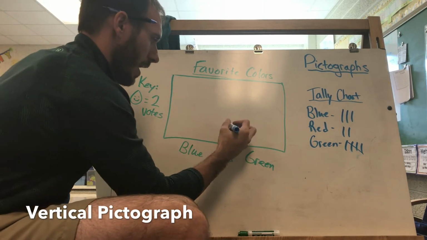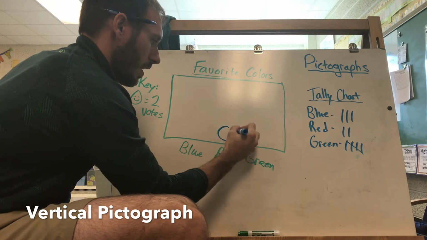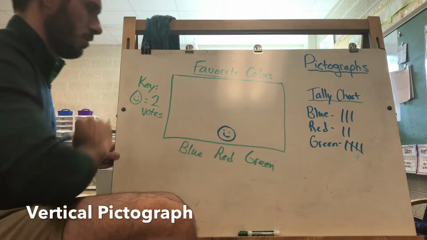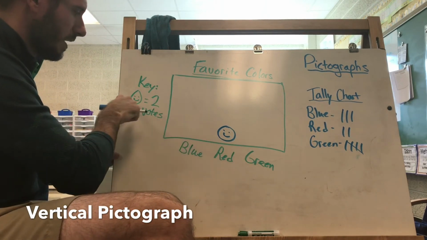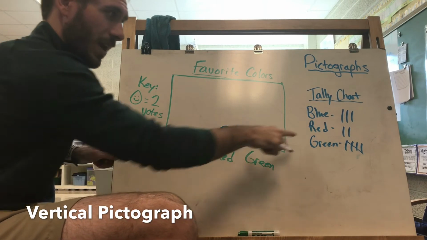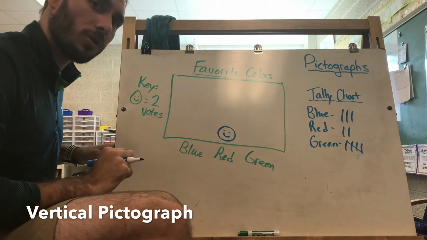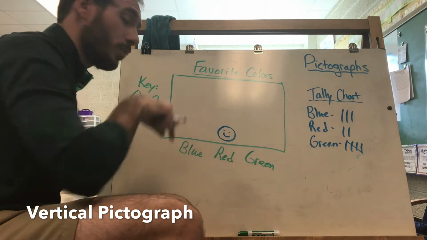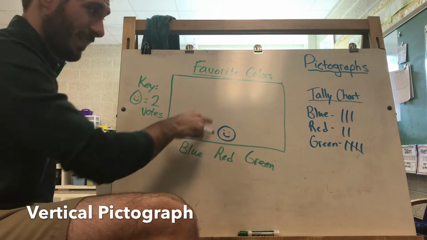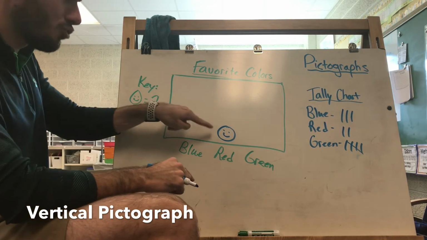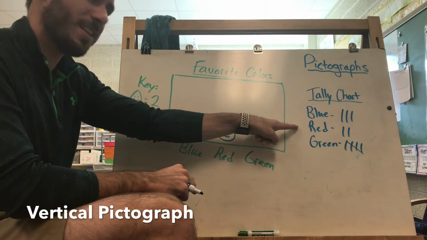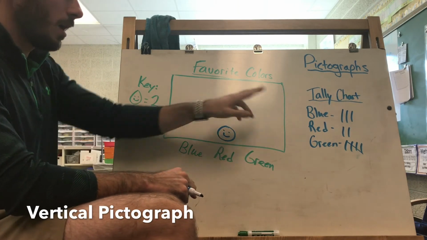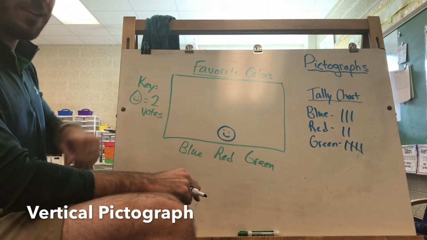Going up, I know that I have 1 picture. 1 picture tells me every smiley face is 2 votes. I have 2 votes. I only need 1 picture. Okay, keep that in mind. I don't want 2 pictures. Because if I have 2 pictures, that would tell me I had 4 for red. But that's not what my information tells me. Okay? Keeping that in mind, let me go back to blue.